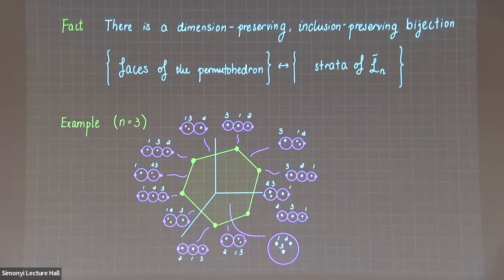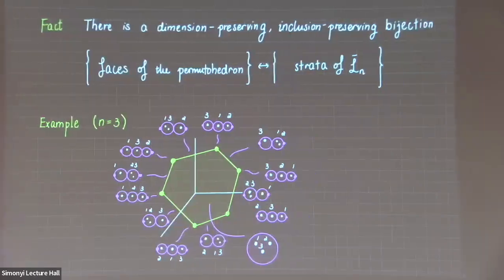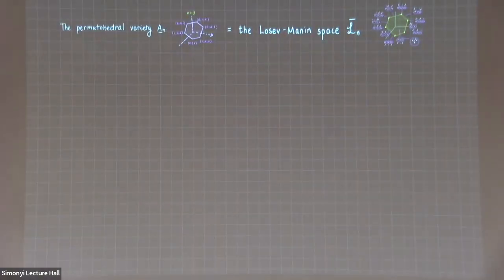You can see that this is dimension inclusion preserving: the smooth locus of this moduli space has dimension 2, the strata represented by one-time degeneration have dimension 1, and the most degenerated curves, or the stratum thereof, have dimension 0. So this is indeed a dimension-preserving and inclusion-preserving bijection. And there is a scheme-theoretic isomorphism between these two varieties. The toric variety associated to the Bermudahedron is in fact the Losev-Manin space.